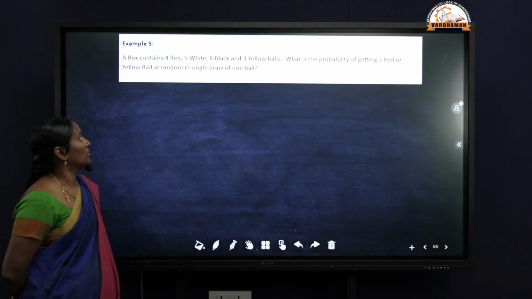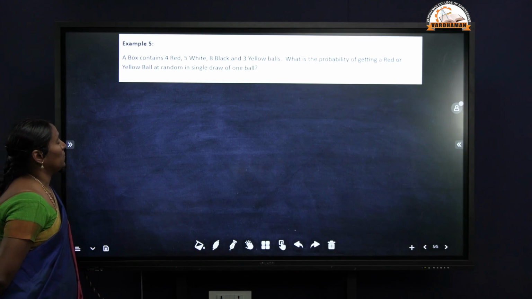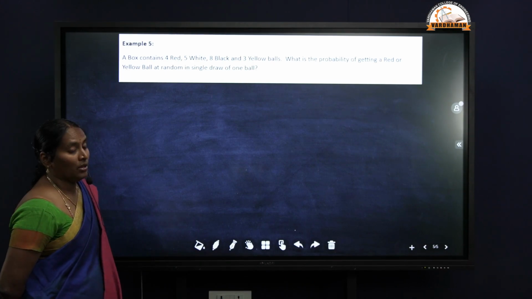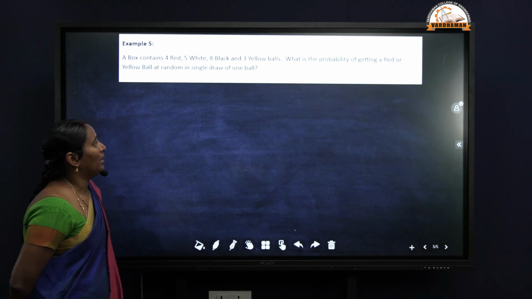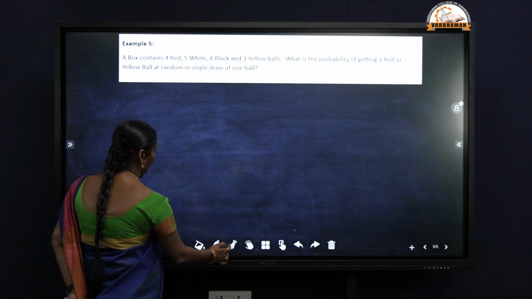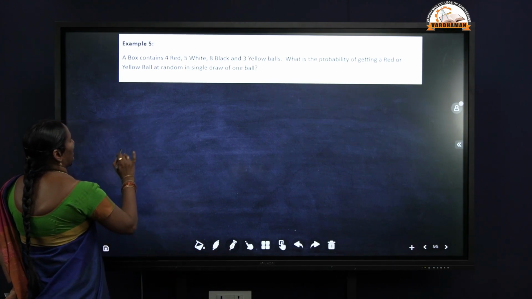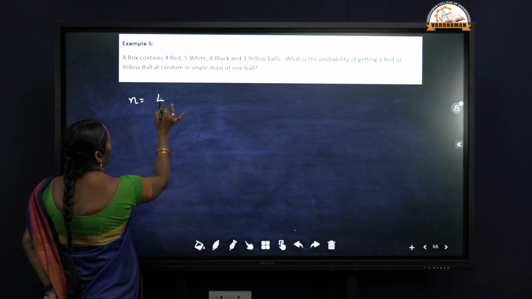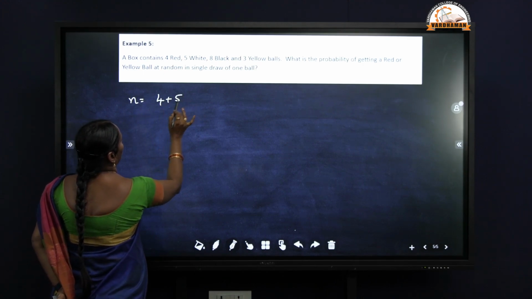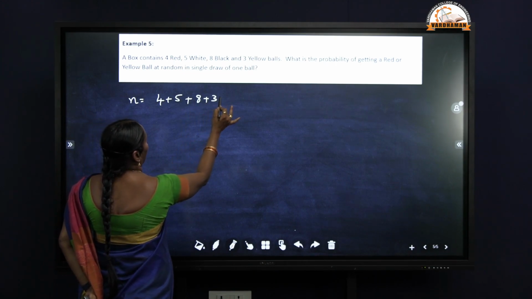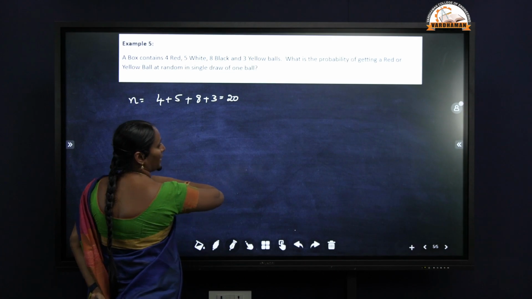Now let us see the next question. A box contains 4 red, 5 white, 8 black and 3 yellow balls. What is the probability of getting a red or yellow ball at random in a single draw of one ball? Here the total number of cases is the total number of balls: 4 red, 5 white, 8 black and 3 yellow. The total number of balls is 20.